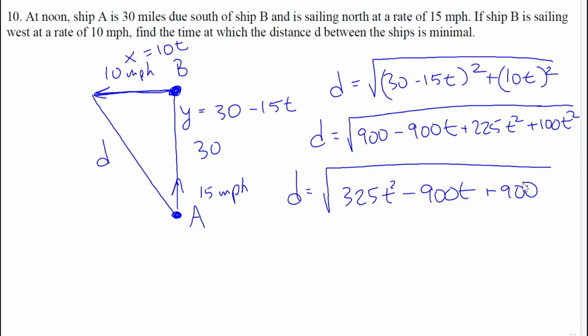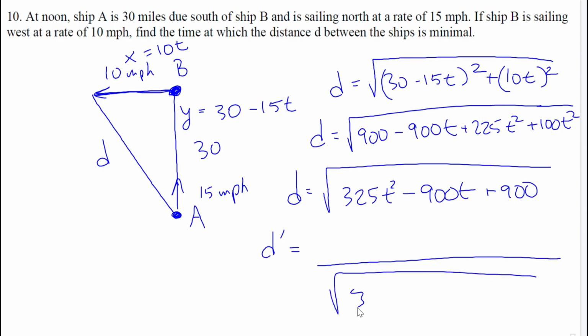And we'll then just take the derivative of this, so d prime, and we know that that denominator is just going to be the 2 root 325t squared minus 900t plus 900. That part we're not really concerned about because the distance between them is never going to be 0, so it's never going to be undefined. So this denominator, which is always a positive value, isn't really going to affect anything in the problem for us. But we will end up in the numerator with a 650t minus 900.